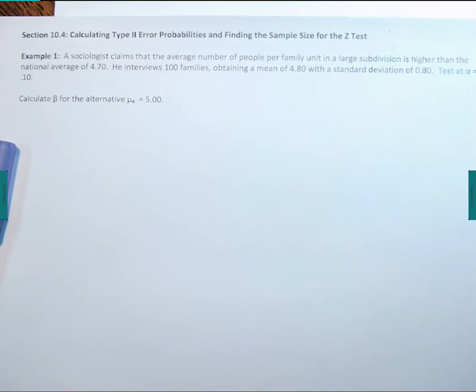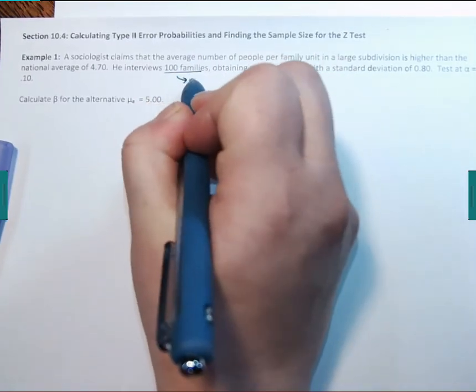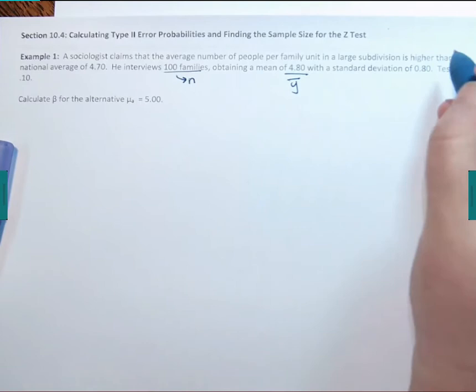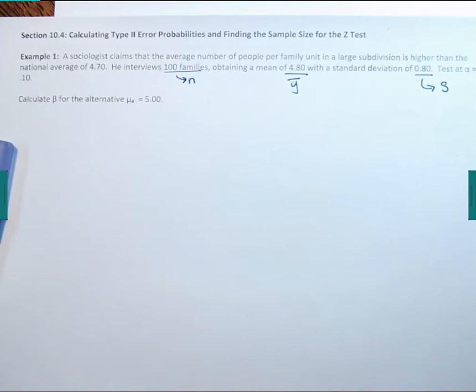Example 1 reads: a sociologist claims that the average number of people per family unit in a large subdivision is higher than the national average of 4.7. He interviews 100 families and obtains a mean of 4.8 with a standard deviation of 0.8. So first of all, notice that we've interviewed 100 families, so this is going to be our sample size. We've got a sample mean of 4.8, so that'll be the y bar, and then we've got a sample standard deviation of 0.8, so that is going to be our s, and then we're given that alpha is equal to 0.1.